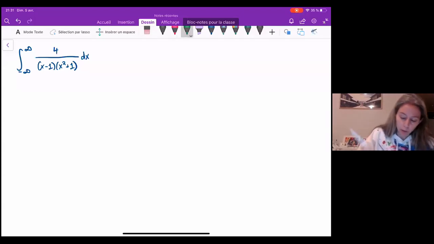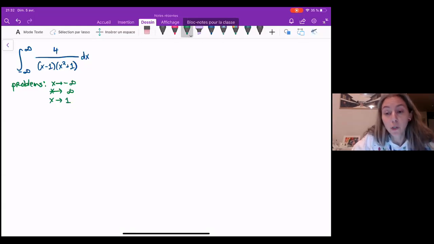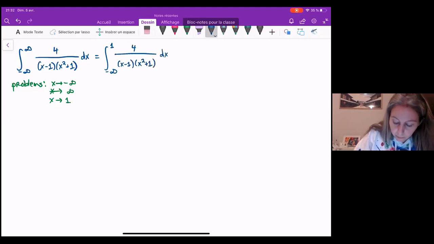Well, the first thing we know, so here are the problems. The reason this is improper are the negative infinity, the positive infinity, but also that one right there. So we're going to deal with the one first. We're going to separate this at 1. So this is going to be equal to negative infinity to 1 of 4 over (x minus 1)(x squared plus 1) dx, plus 1 to infinity of the thing.